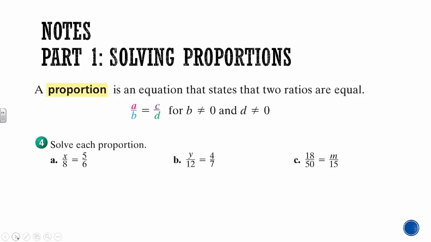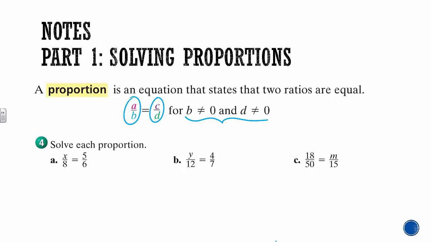A proportion is an equation that states that two ratios are equal. So we have two ratios there, A over B and C over D, and we're saying that they're equal to each other. We have to say this part here, that B can't equal 0 and D can't equal 0, because remember, if you divide by 0, bad things happen.